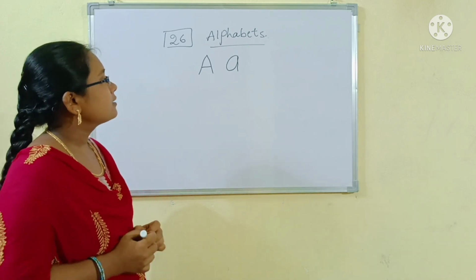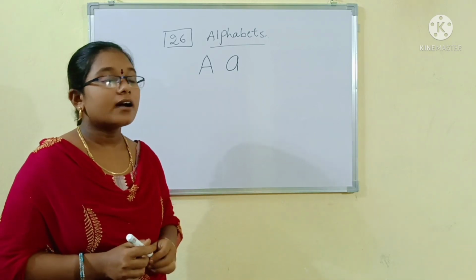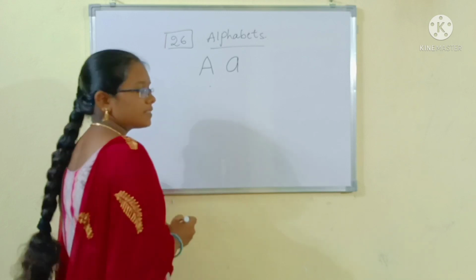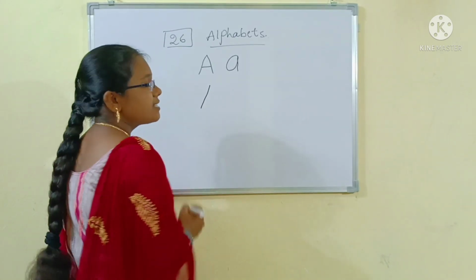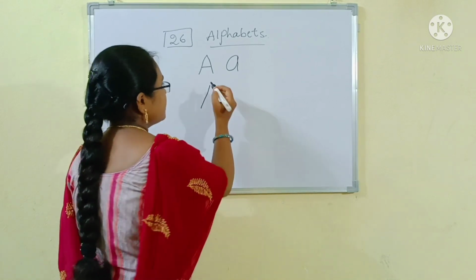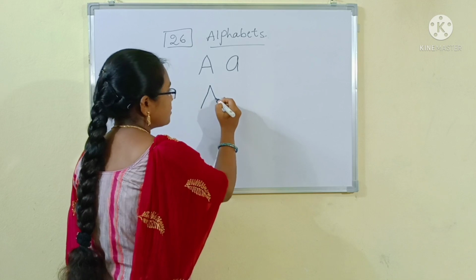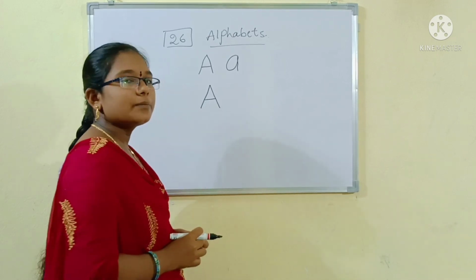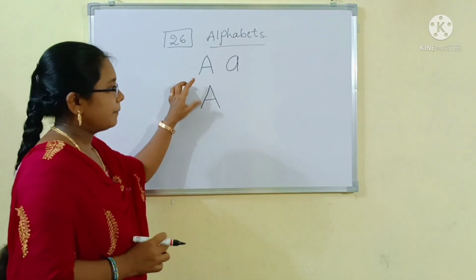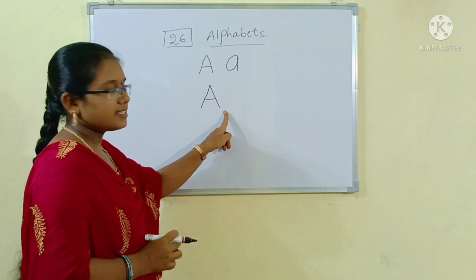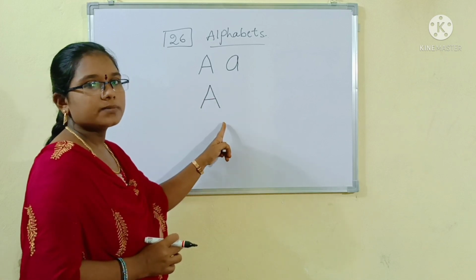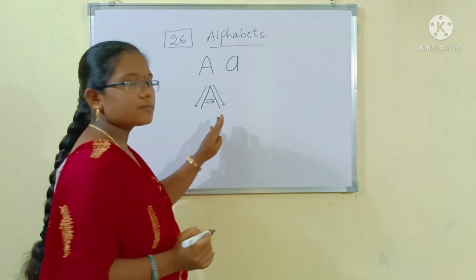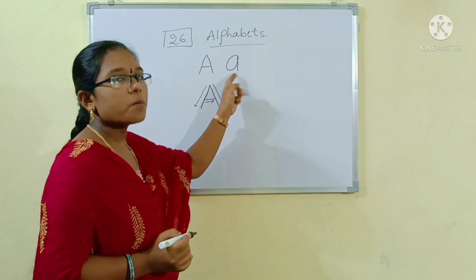Okay? And then, how do we write the letter? First, you start from the top and you draw a right slanting line here. And then again you go to the top and then you draw a left slanting line. And then you draw a sleeping line. This forms A. Right slanting line, left slanting line and a sleeping line forms A. We write in this direction only.